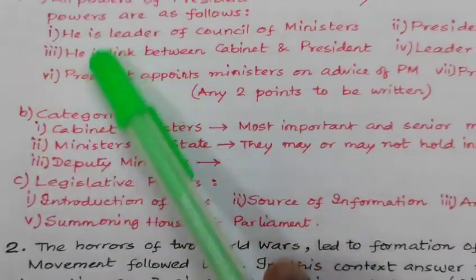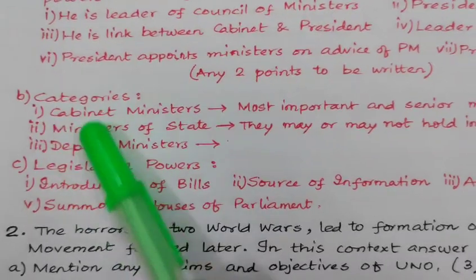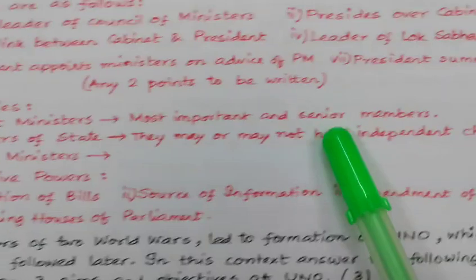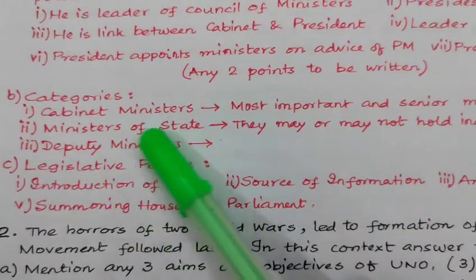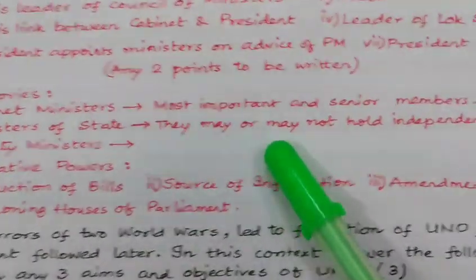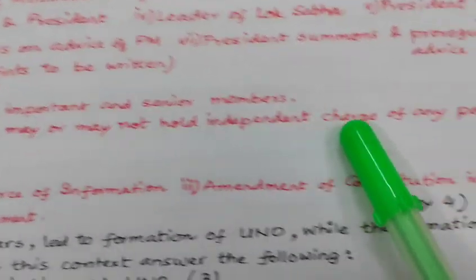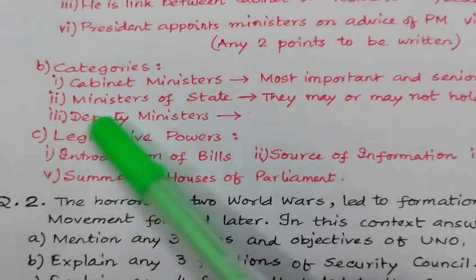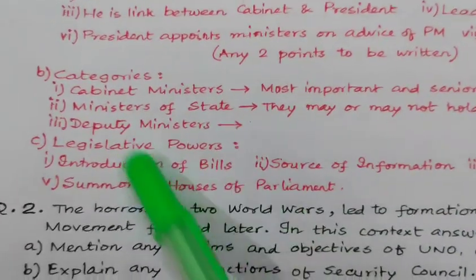Okay. Now the answer for B. The categories: Number 1 is cabinet ministers. These are the most important and senior members. Second is ministers of state. They may or may not hold independent charge of any portfolios. And number 3 is deputy ministers.